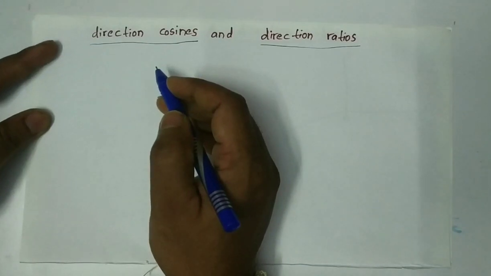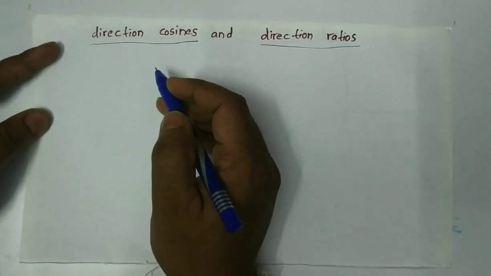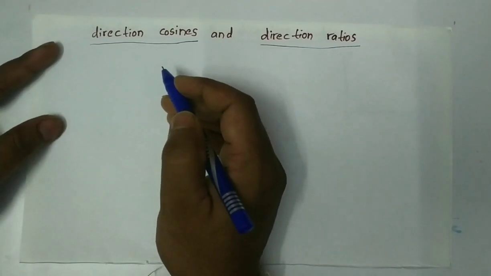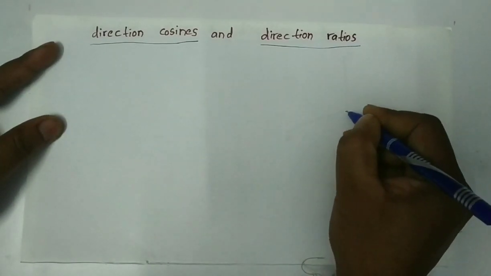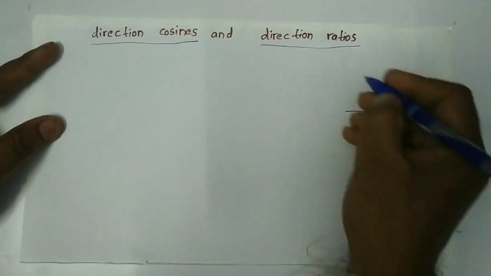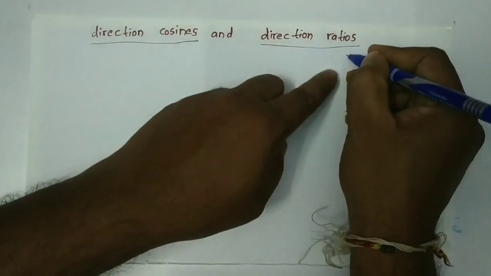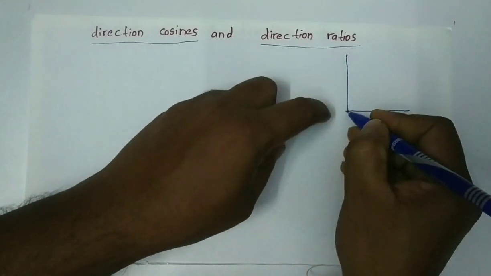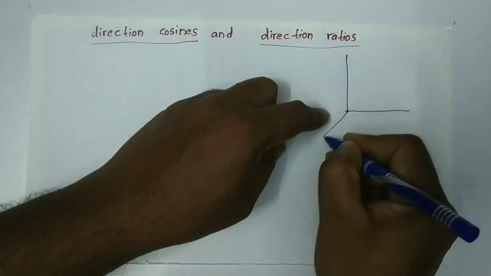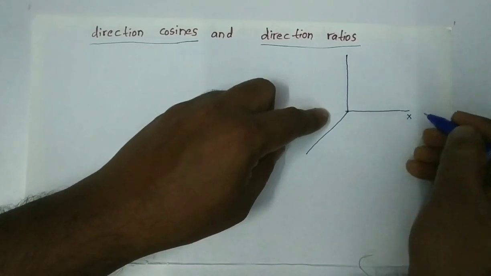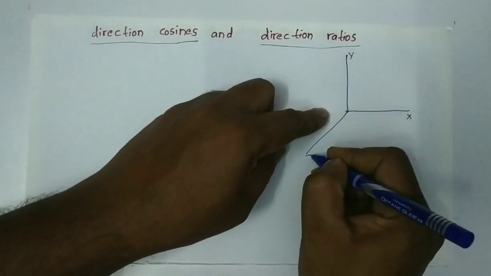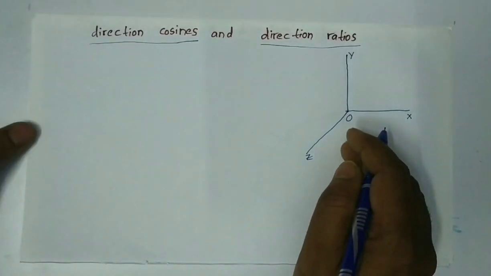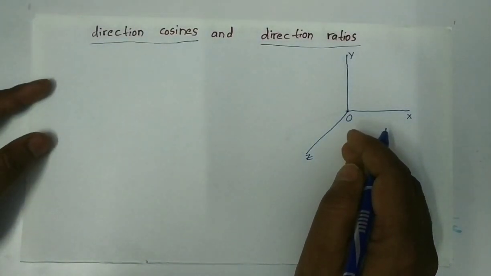For this we need to consider a three-dimensional rectangular coordinate system. So this is the x-axis, this is the y-axis, this is the z-axis, and this is the origin, which are mutually perpendicular to each other.